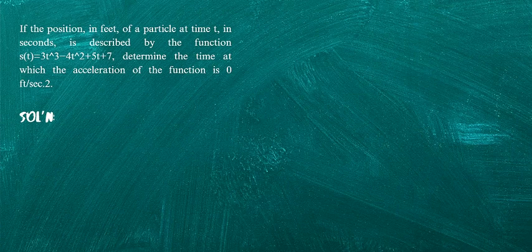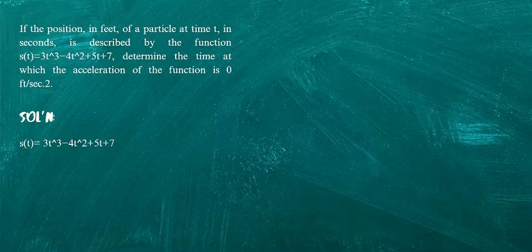So to solve this, the first step is to find the acceleration function a of t by either finding the derivative of v of t, the velocity function, or finding the second derivative of s of t, the position function. Since we are given the position function of a particle, we need to find the second derivative in order to find the acceleration function. Using the power rule, we can find the first derivative.